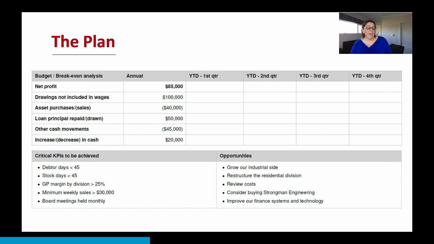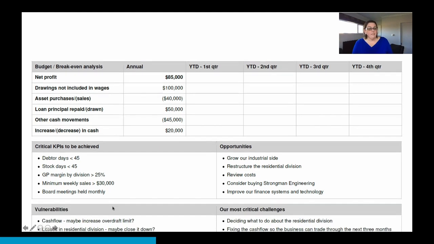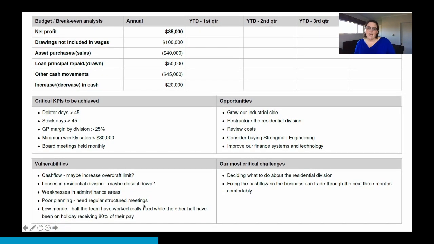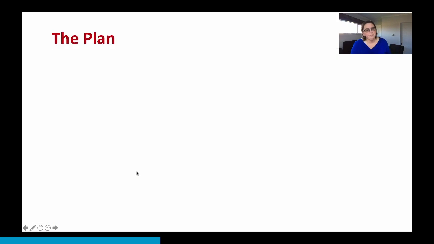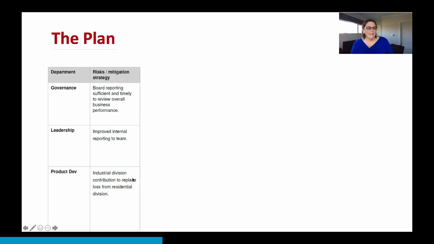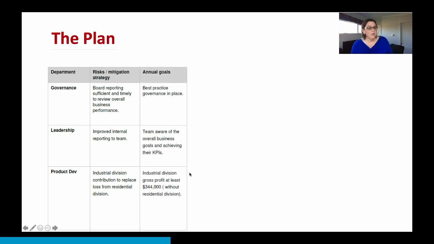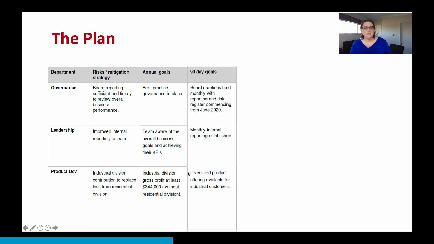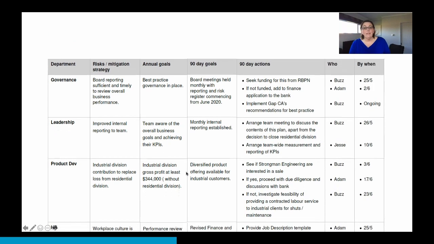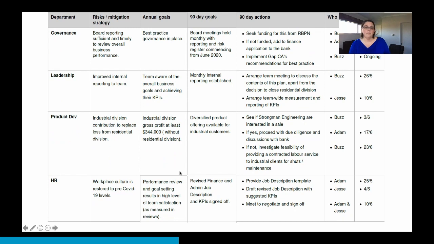Then we have the critical KPIs that the business needs to achieve to be successful through this period, the 5 key opportunities that were identified, the 5 key vulnerabilities that were identified, and the 2 to 3 critical challenges. We also then have by department, so those were each of the 10 areas that we outlined in the risks video. We have the risks that we've identified for that area, the goal that we want to achieve in respect of those risks, broken down to things we want to do in the next 90 days, the actions, who's responsible, and by when.